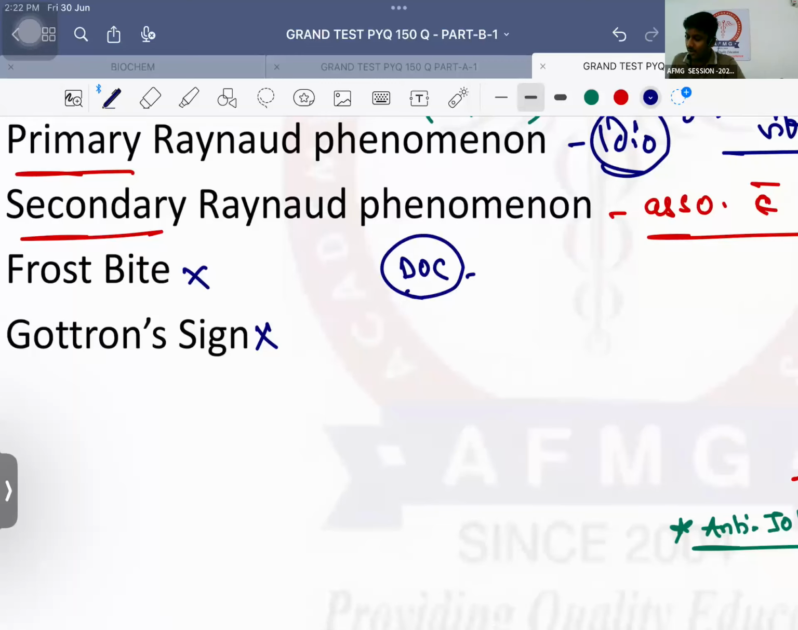Raynaud's phenomena. The drug of choice is CCBs, that is calcium channel blockers. That was a previous year question again. Just asked: Raynaud's phenomena, what is the drug of choice? Answer is calcium channel blockers. Drugs like dipines, nifedipine, amlodipine can be given. If this is not an option, then the second best answer is nitrates.